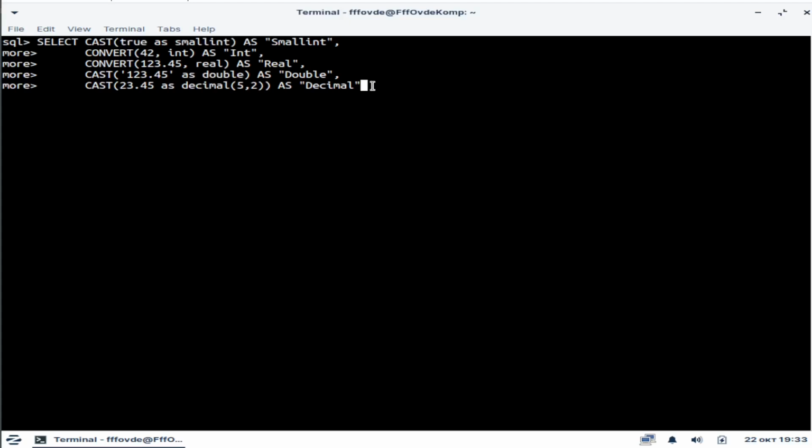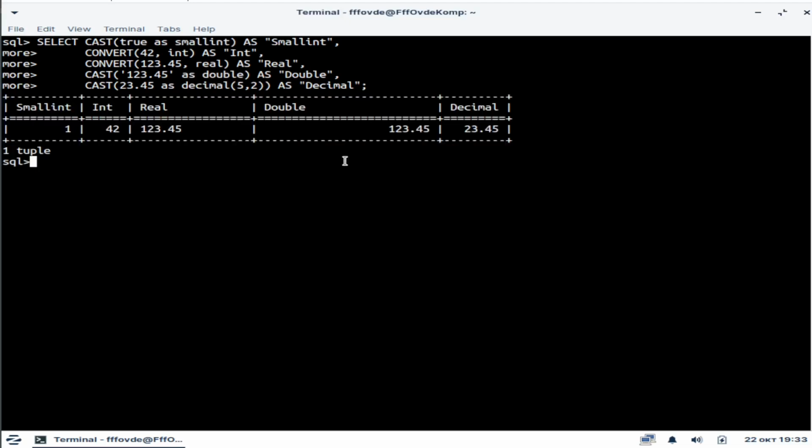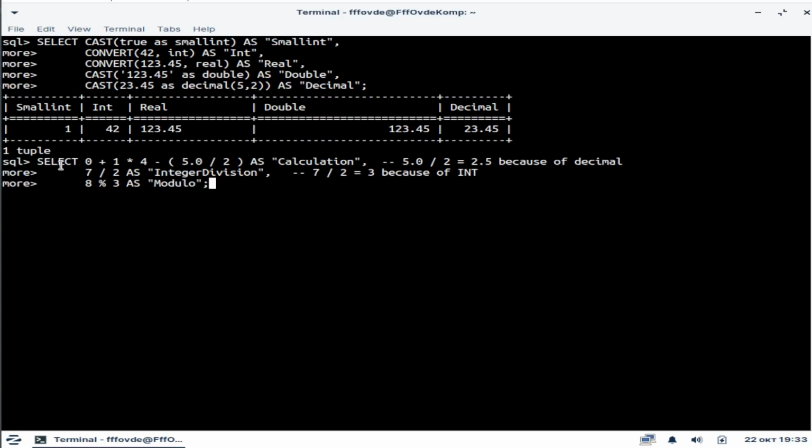So if I run this, I will get only numbers, and those numbers will have the data type that is defined inside of these functions. Next, we can see that we can use traditional mathematical operators in MonetDB. So we can use plus sign, multiplication, division, and so on. We can notice here that if we divide a decimal number by 2, we would get the correct result, 2.5. But if we divide two integers, then we would get another integer as result. So the result will not be 3.5, but just 3.